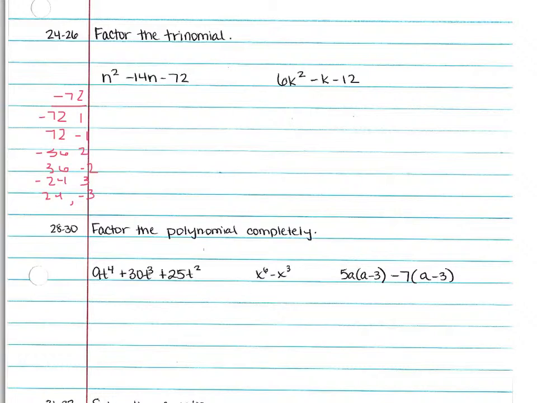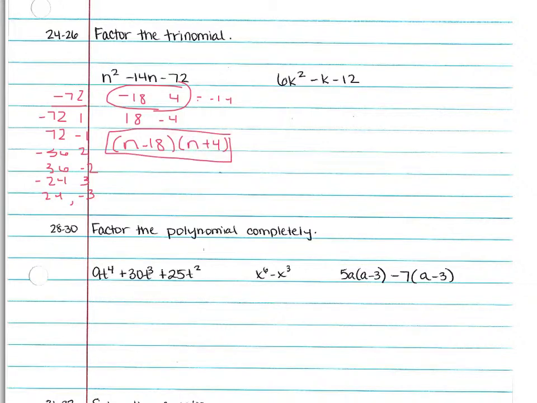My next options could be a negative 18 and a positive 4, or a positive 18 and a negative 4. And this is actually where I'm going to get my negative 14. Negative 18 plus 4 is a negative 14. So I'm going to have n minus 18 times n plus 4. And that is factored.